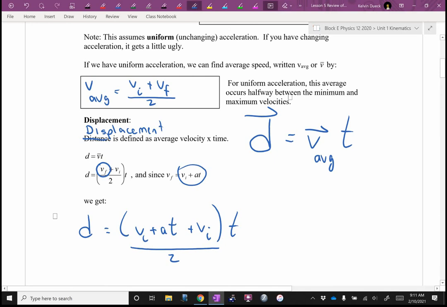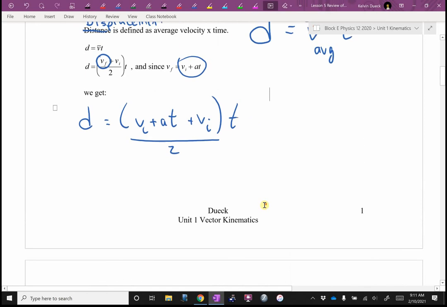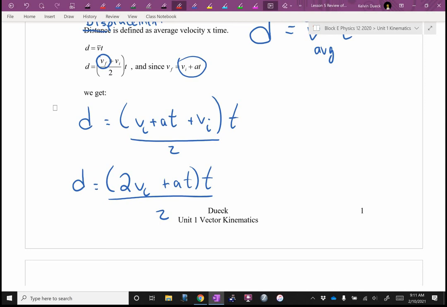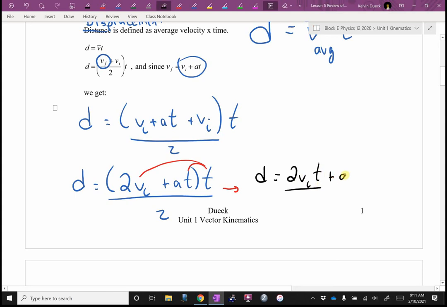Hey, in the brackets here, what's 1 VI plus 1 VI? I can gather like terms. D equals 2 VIs plus AT times T over 2. Now I'm going to get rid of brackets. I'm going to multiply into the brackets. Front door bomber, some of your teachers have called it. Fancy word is distribution. If I do that, I'm going to get D equals 2 VIT plus AT squared all over 2.